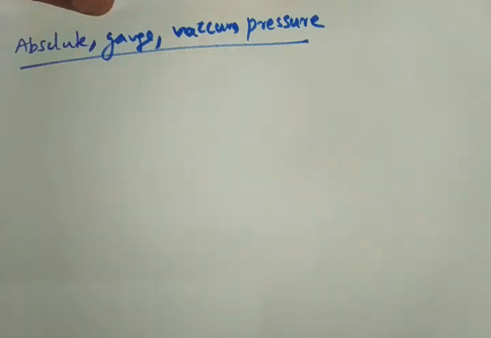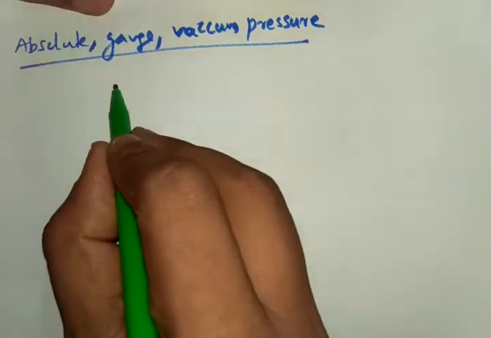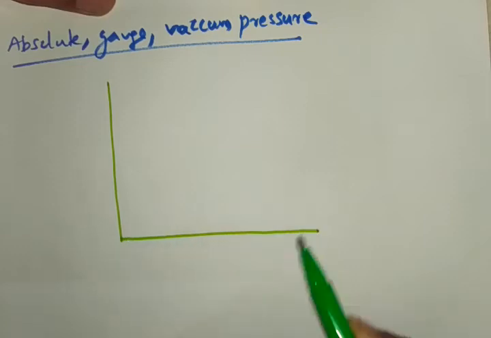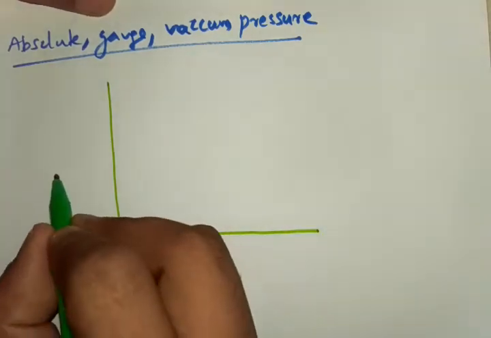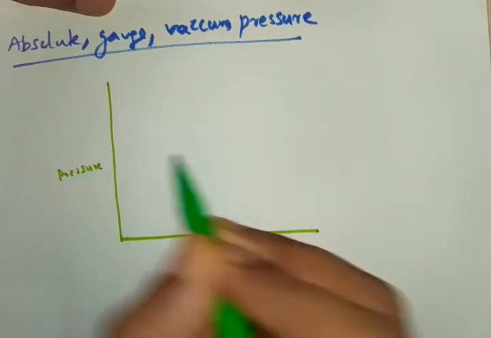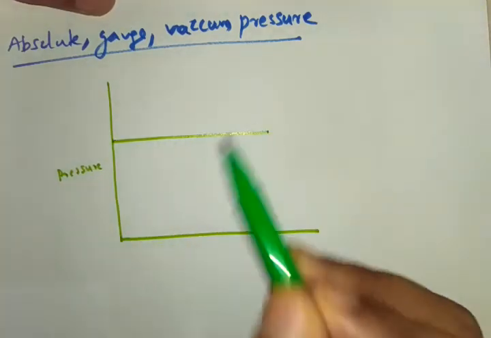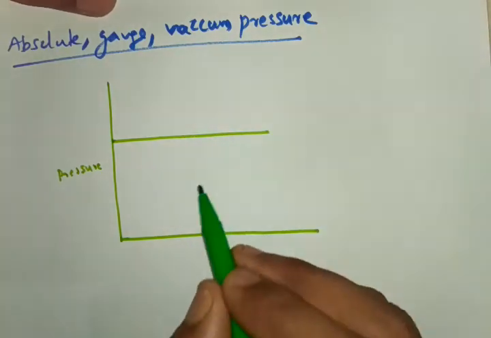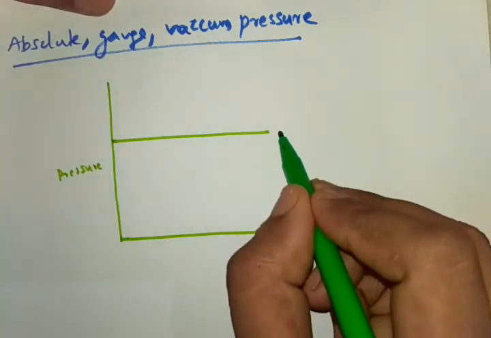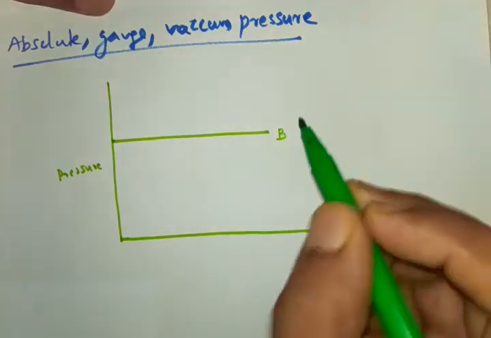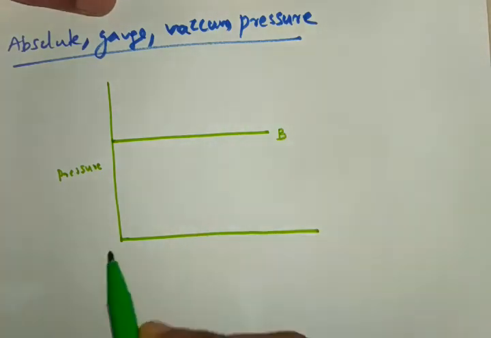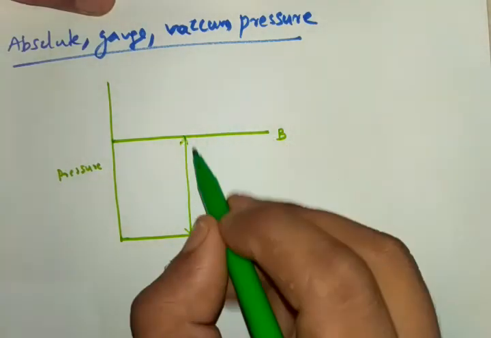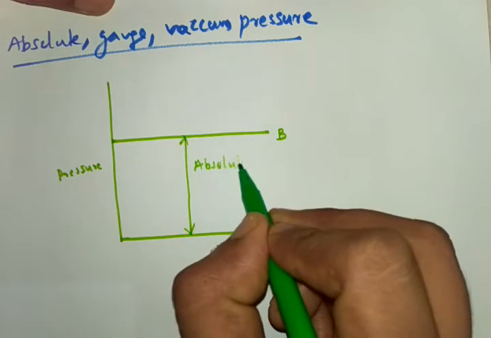Here we can mark the pressure. You're taking the pressure at a point here, let's take it as B, and you are measuring the pressure from the complete vacuum. This will be the absolute pressure.